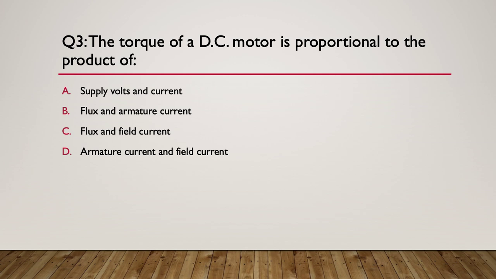Question three, the torque of a DC motor is proportional to the product of what? Remember, product means multiply, so the torque of a DC motor is proportional to the multiplication of what? A, the supply volts and current, B, the flux and armature current, C, the flux and field current, or D, the armature current and the field current.